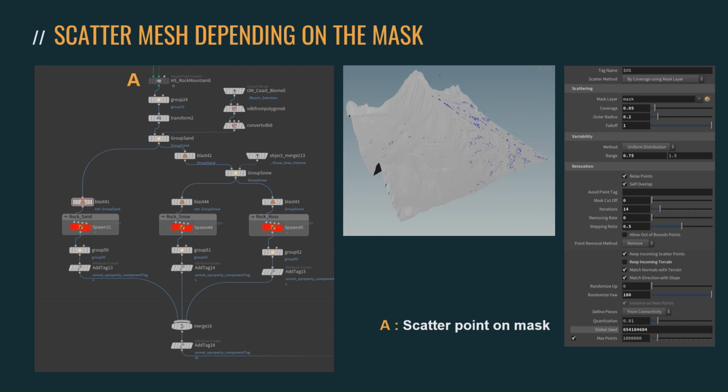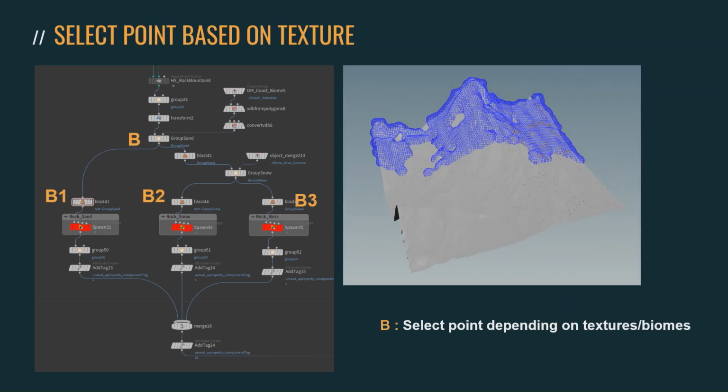For example, the coverage, which represents the density. We can also play with the outer radius, which represents the distance between the points. So if we have big trees, we don't want them to overlap, so we will increase this value. And if we have small bushes, they can overlap, so we can decrease this value. We can also play with the range, which represents the scale, and many other parameters.